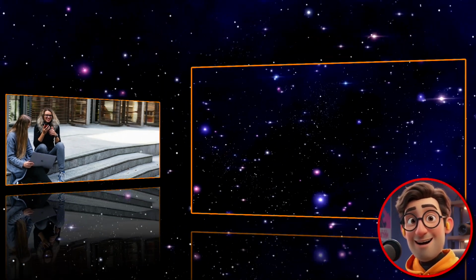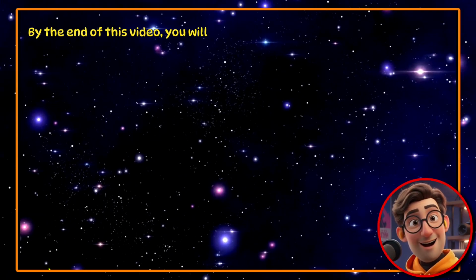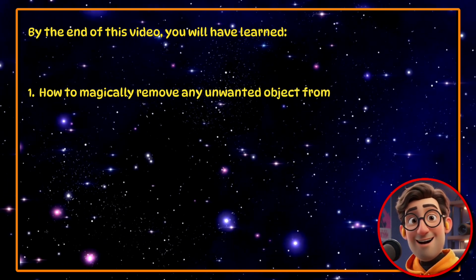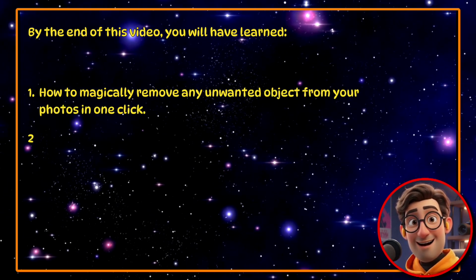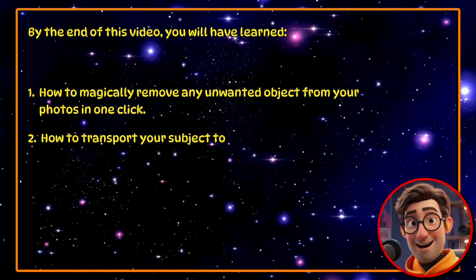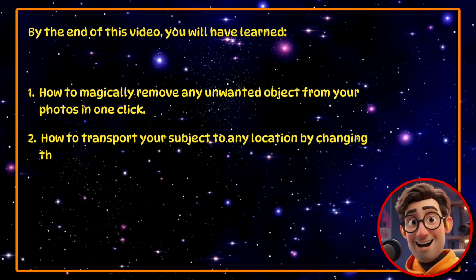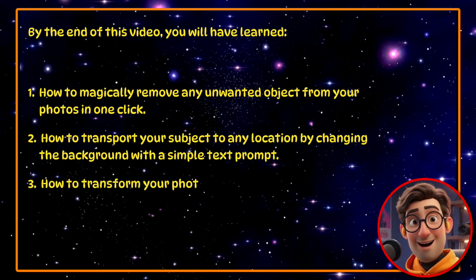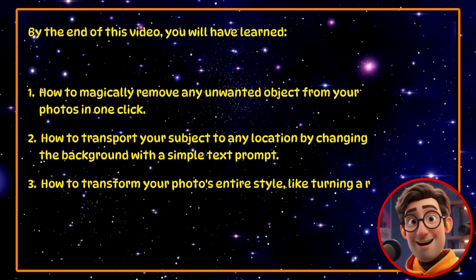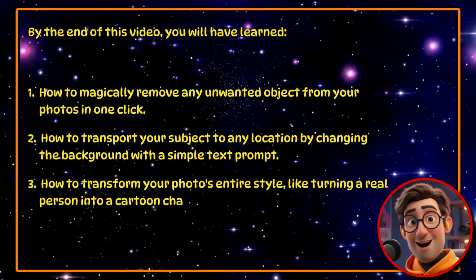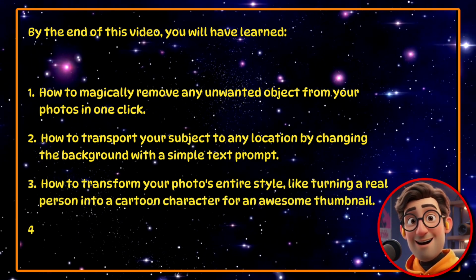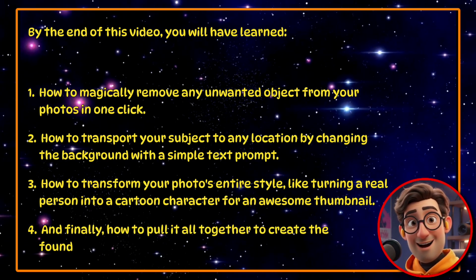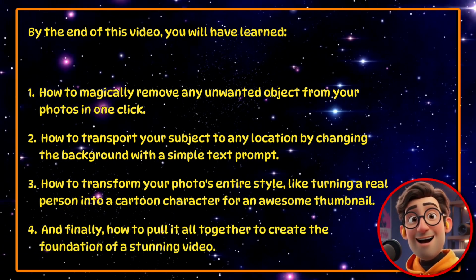In this tutorial, we're unlocking the magic of the FlexClip AI Photo Editor tool. By the end of this video, you'll have learned how to magically remove any unwanted object from your photos in one click, how to transport your subject to any location by changing the background with a simple text prompt, how to transform your photo's entire style, like turning a real person into a cartoon character for an awesome thumbnail, and finally, how to pull it all together to create the foundation of a stunning video.